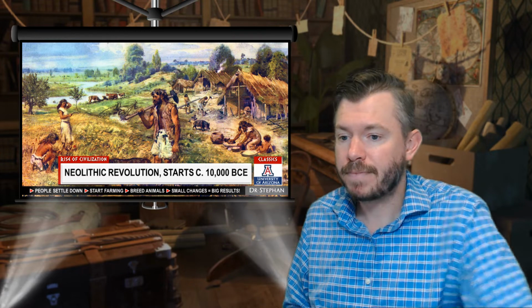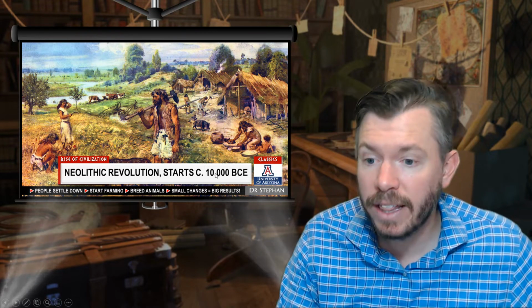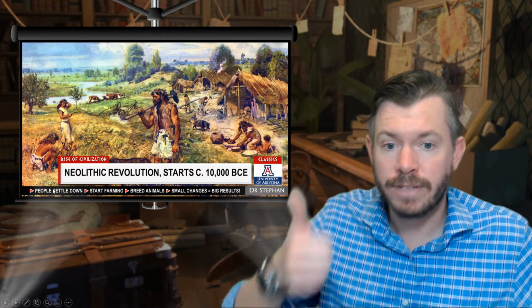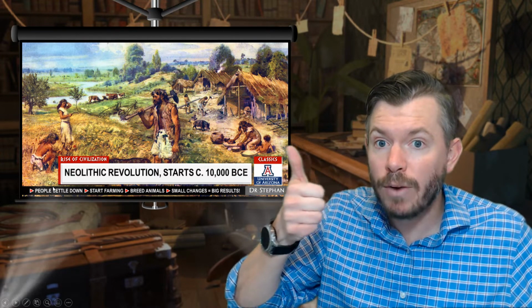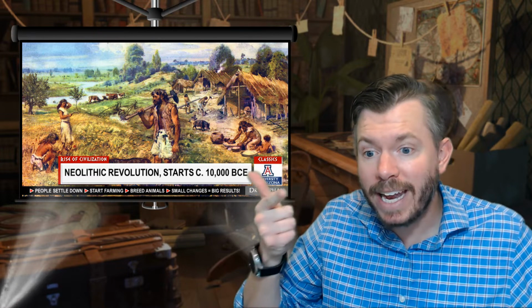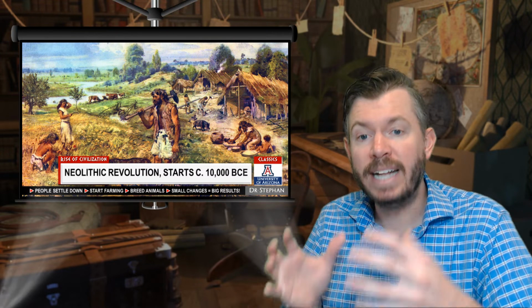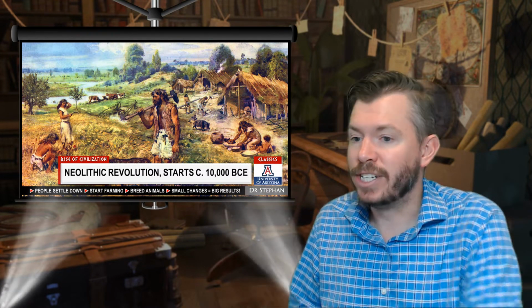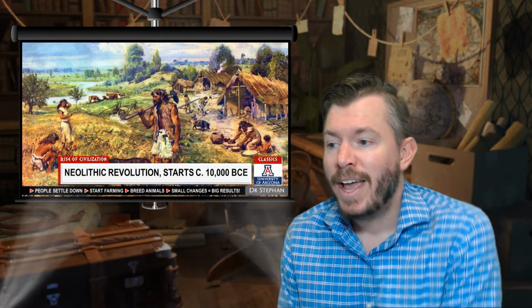So when it comes to the Neolithic Revolution, these things down here are the major contributions, all right? It's people settling down in one place, it's people beginning to farm, and it's people beginning to breed animals, right? Domesticate animals. And these small changes tend to have very, very large scale, very important results. And let's go ahead and take a look at why this is the case.